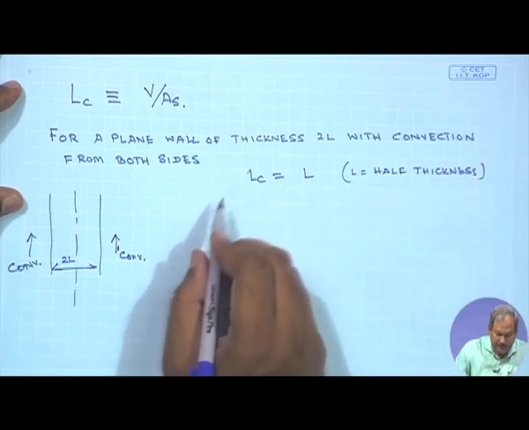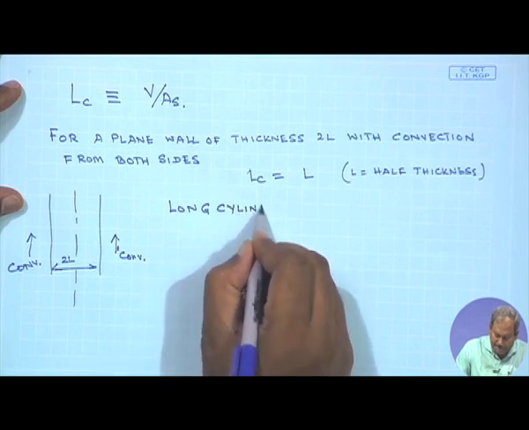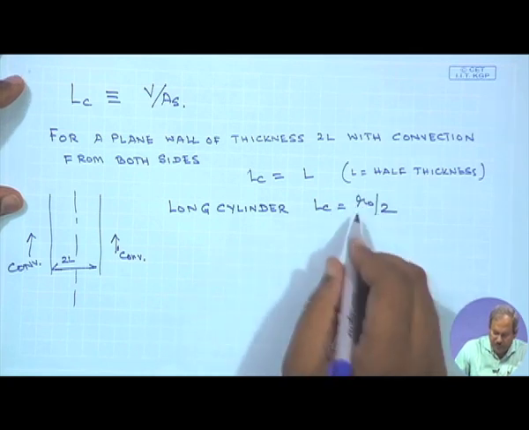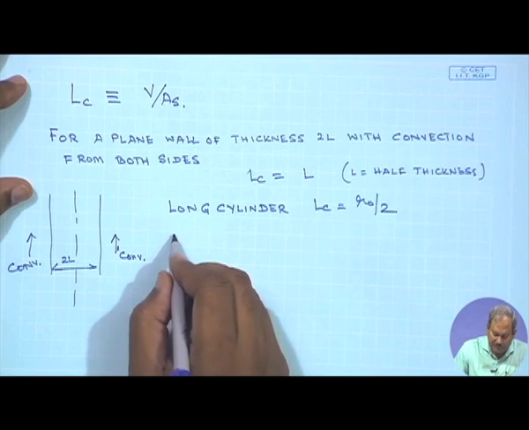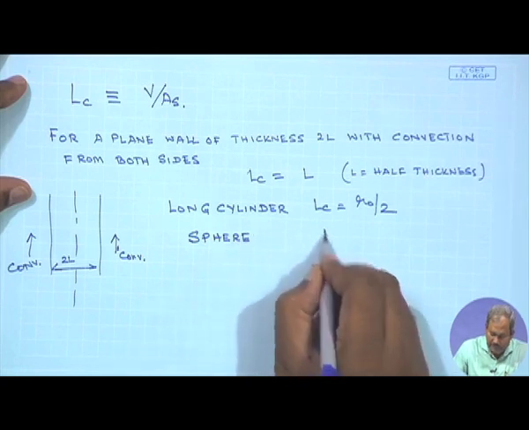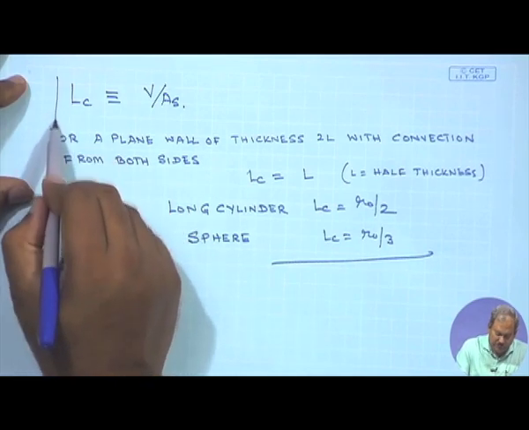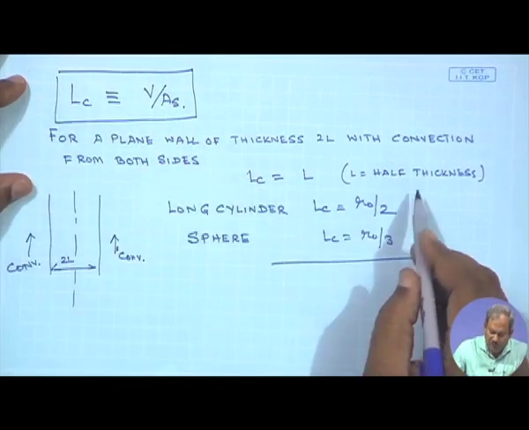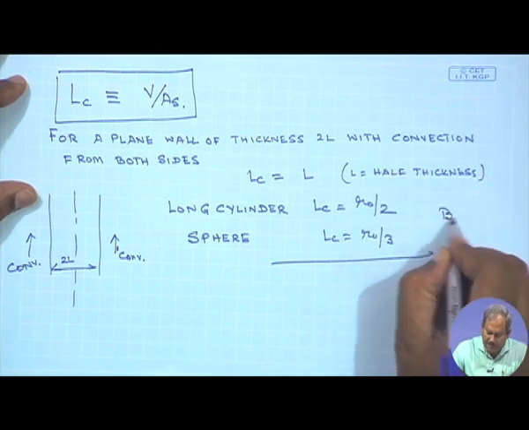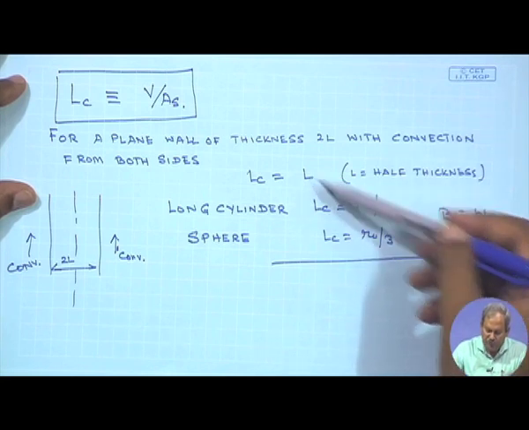And if you take a long cylinder, this Lc would turn out to be R0 by 2, where R0 is the radius of the cylinder, and for the case of a sphere, this Lc is going to be equal to R0 by 3. So, by definition, one should choose this characteristic length while calculating the Biot number for a system. The Biot number is defined as hLc by k, and this Lc should be this.